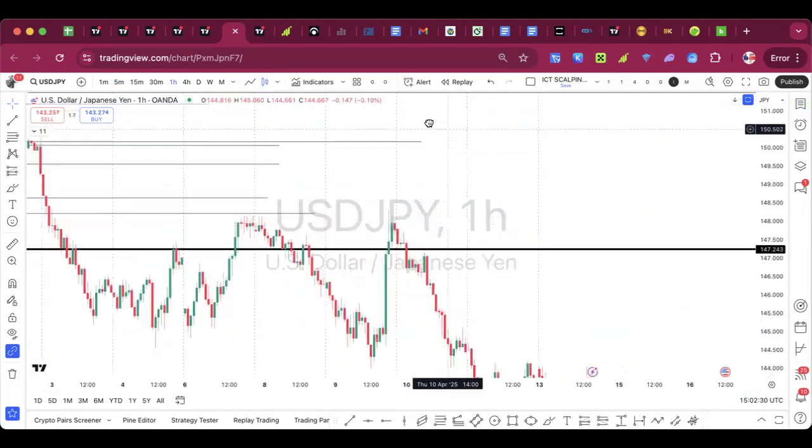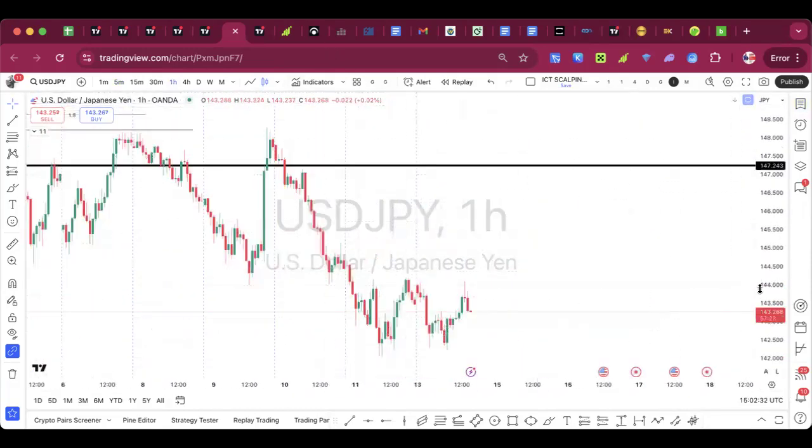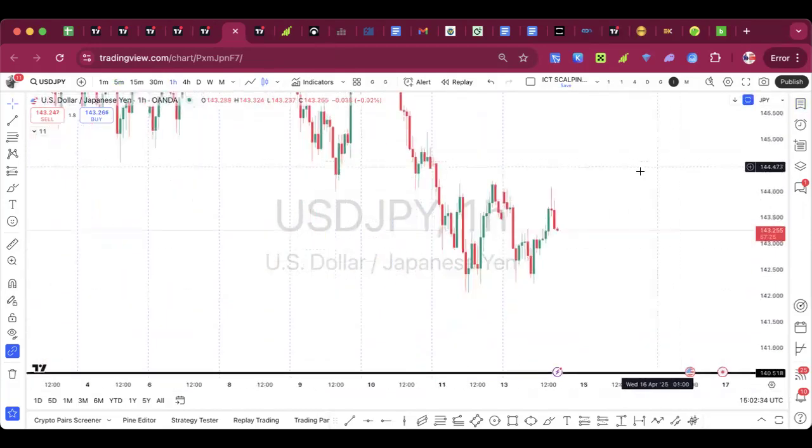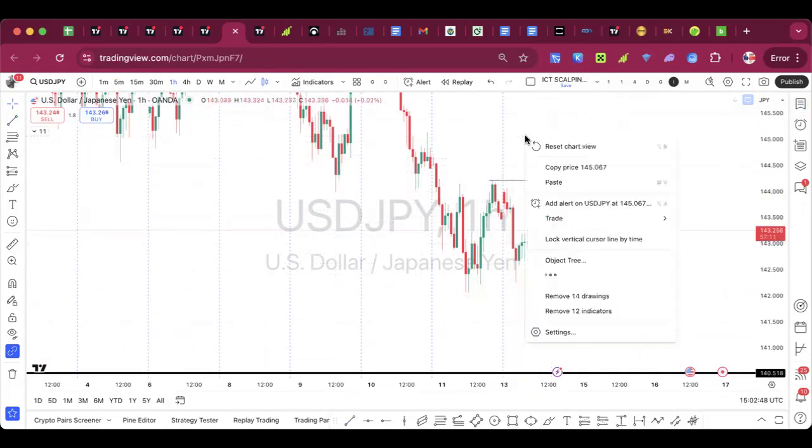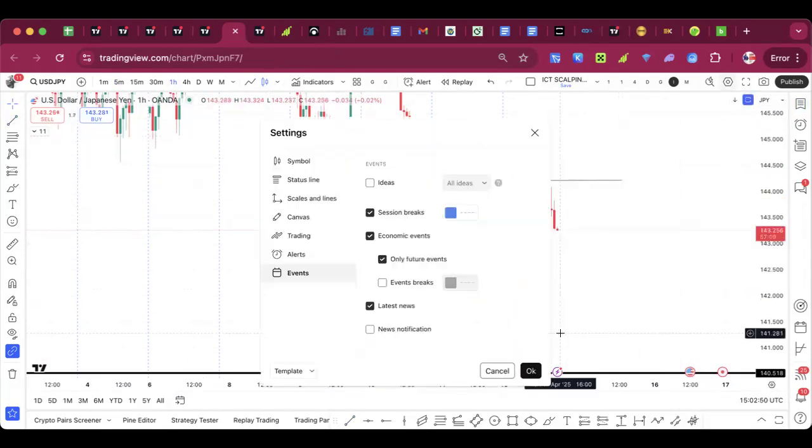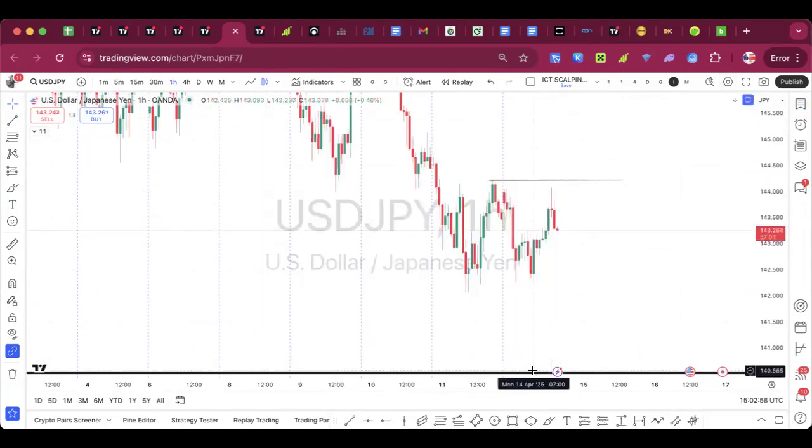So don't mind all of these lines that I have previously here. What I do first is to mark key important levels, right? This was sometime yesterday. You may want to use what we call trade session, session break. You right click on your plot, click on the events, and then click on session break so that you can have that. So let's quickly go.